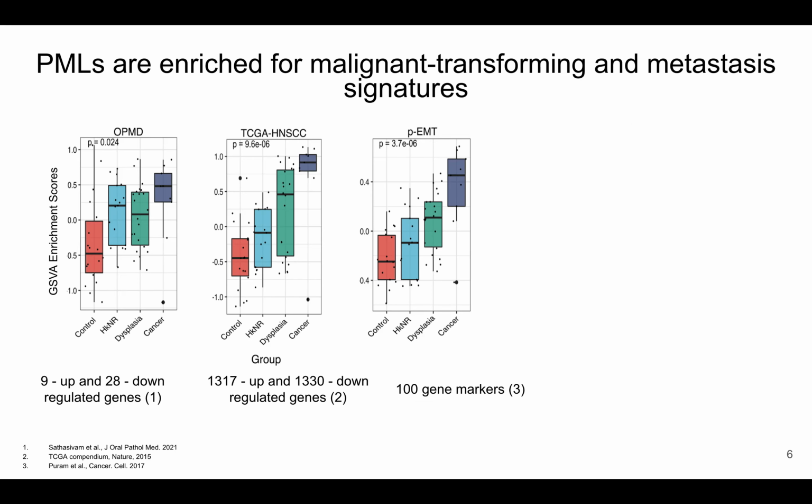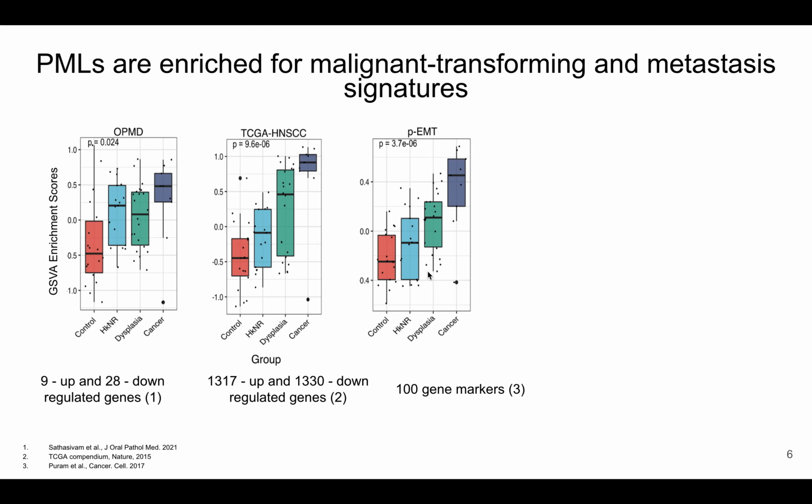To start off, looking at enrichment patterns of certain signatures that are relevant from other studies, we can apply the GSVA enrichment algorithm, which gives us an aggregate score that helps us identify the enrichment patterns of certain groups when a reference compendium is applied. For this, we obtained signatures from 3 different studies: oral premalignant disorders, the TCGA head and neck cancer dataset, as well as partial EMT profiles of certain head and neck cancers.